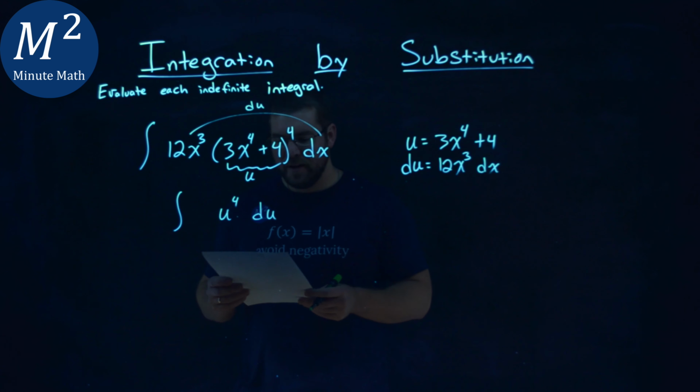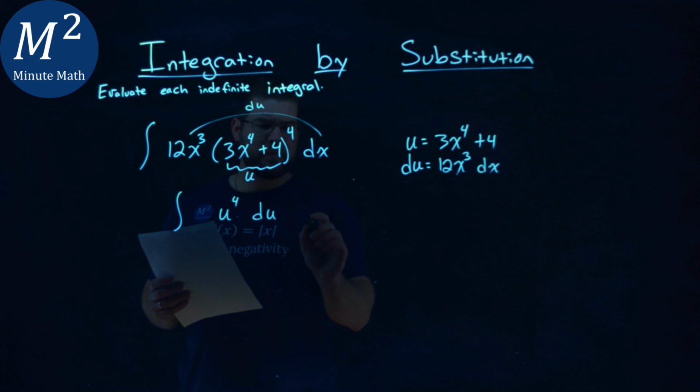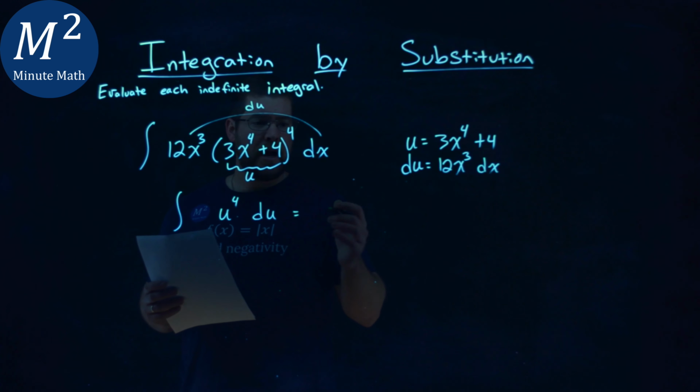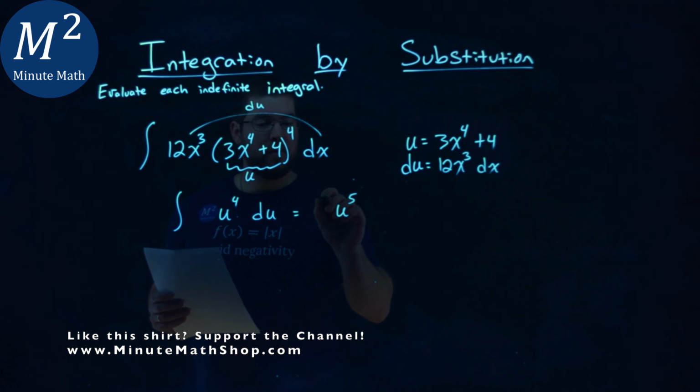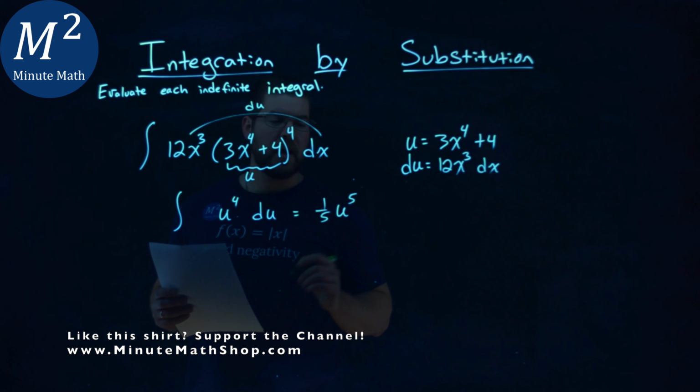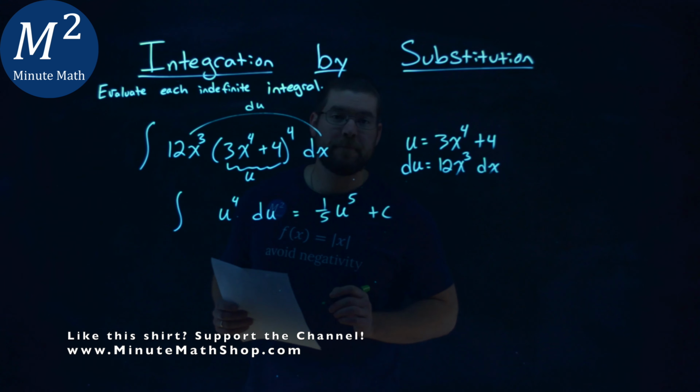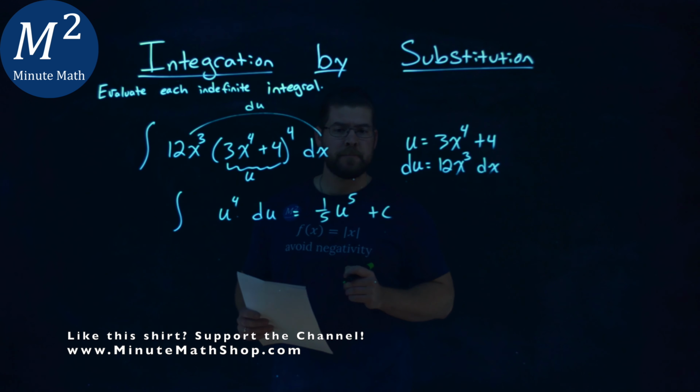And this integral is much easier to solve. So from there, we use the power rule. We have u to the 5th power, raised by 1, counteract that with a 1/5 out front. Then we have the plus c. Don't forget it. At this point, we just have to plug u back in.